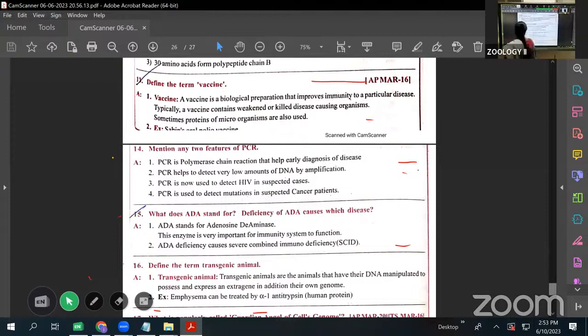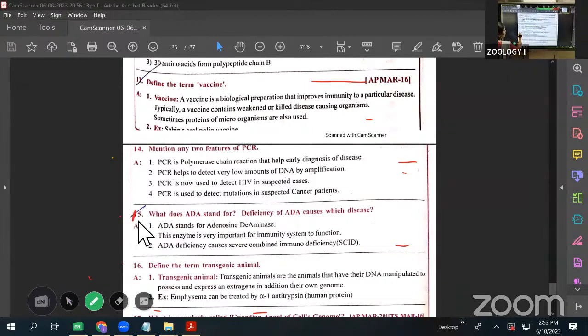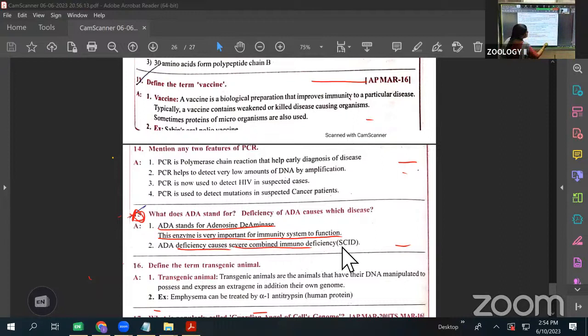Next, what does ADA stand for? Deficiency of ADA causes which disease? Here ADA stands for adenosine deaminase. This enzyme is very important for the immune system to function. ADA deficiency causes severe combined immunodeficiency. It is one enzyme, and this enzyme deficiency mainly causes severe combined immunodeficiency syndrome. This one is about what ADA stands for.